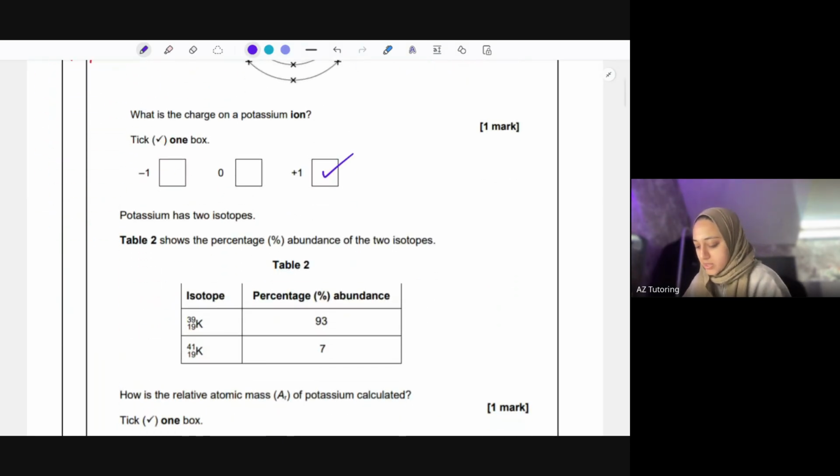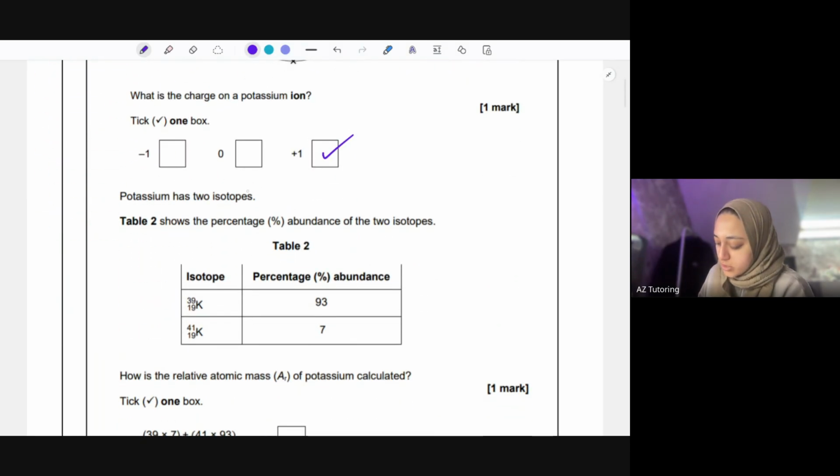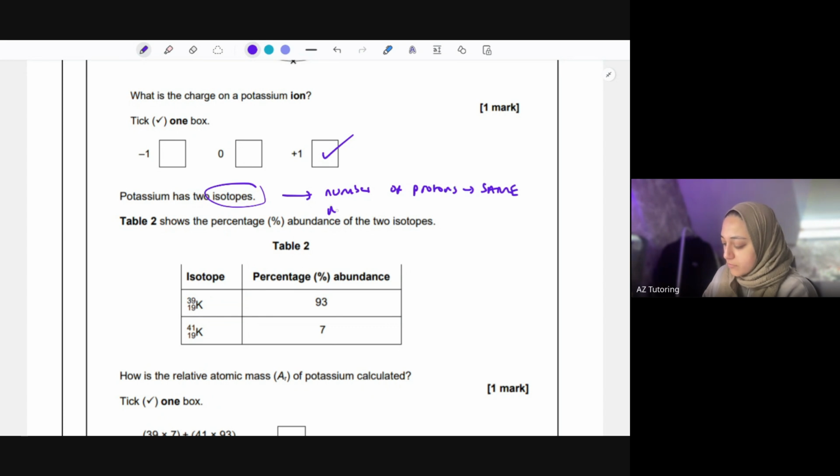Okay, potassium has 2 isotopes. Now remember, isotopes, you need to know the definition of this. Isotopes are atoms of the same element where the number of protons is the same, but the number of neutrons is different. So they can ask you that in the exam as well. Give the definition of an isotope. So atoms of the same element, number of protons are the same, and the number of neutrons are different.